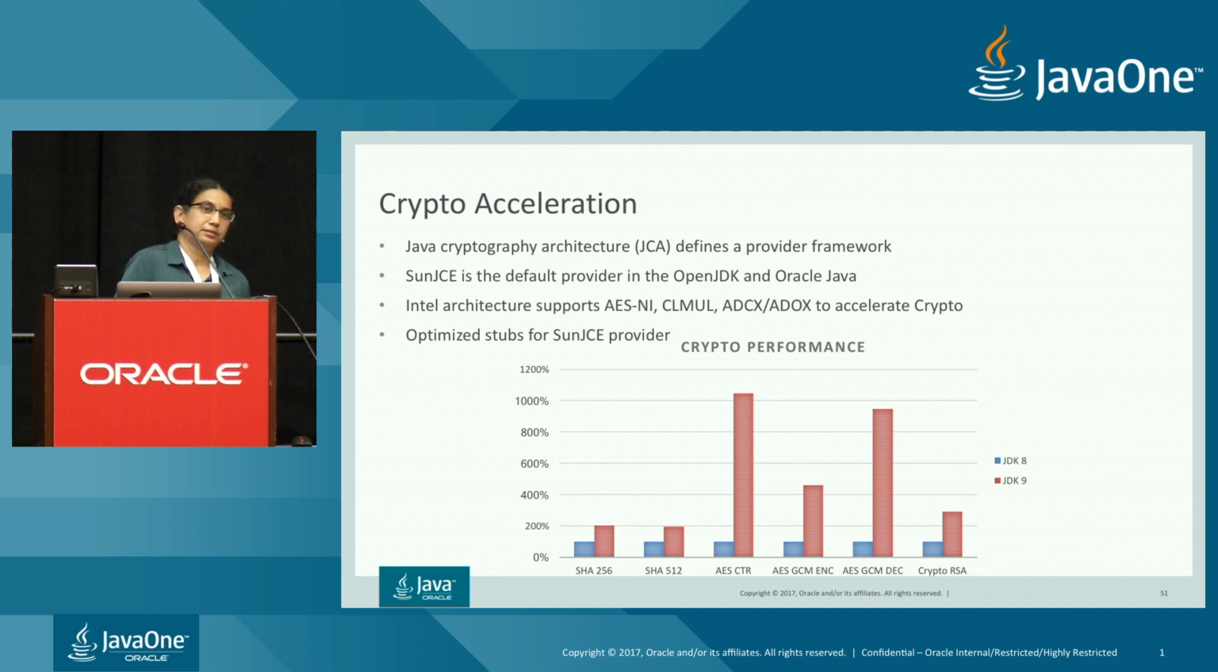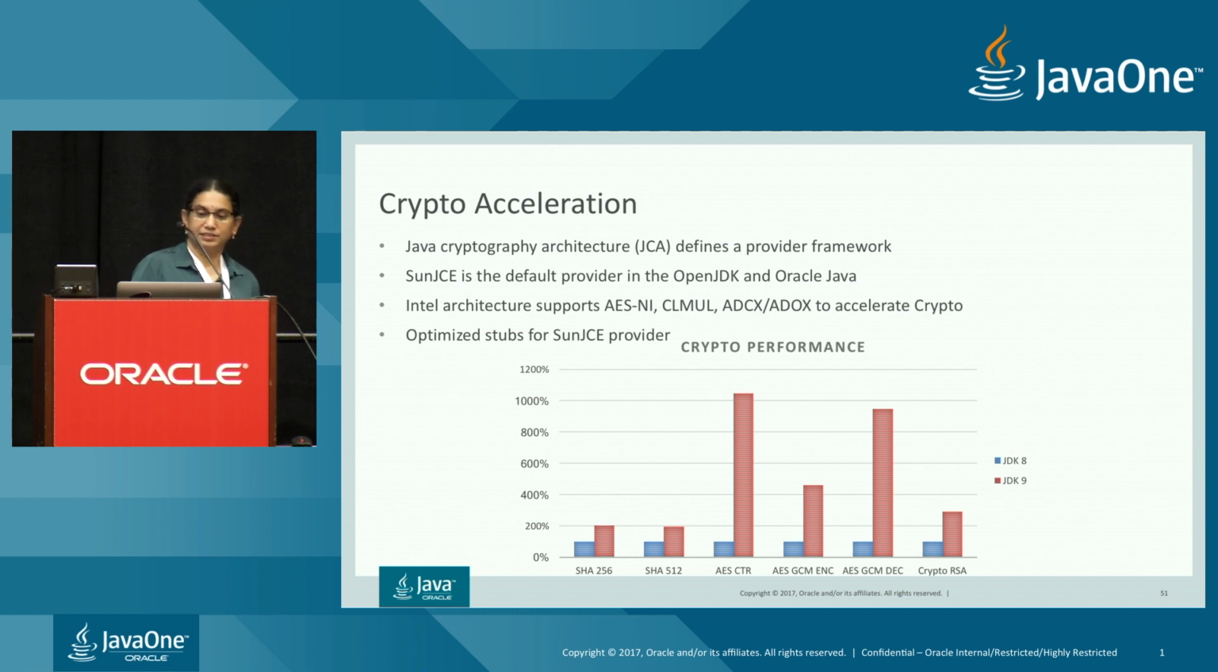Java provides all the crypto through a provider framework, the Java Cryptography Architecture, and SunJCE is the default provider. So we have optimized the SunJCE provider methods through optimized stubs. And you can see up to 10x gain for AES counter and AES GCM decode. The SHA optimization here is through the AVX instructions, along with the AES counter and the AES GCM.